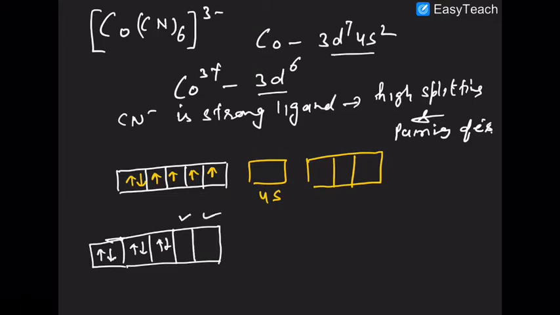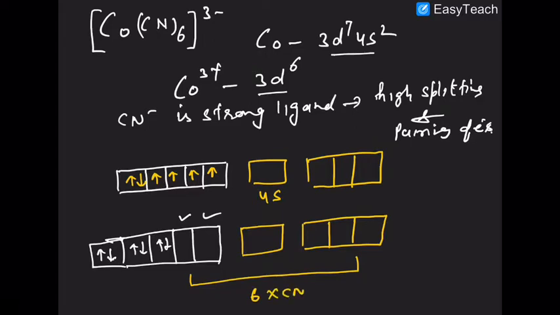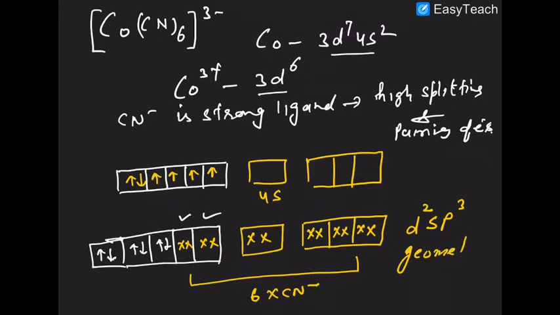So these two orbitals are now vacant, and 4s and 4p are also vacant. So what can happen here? Now six cyanide anions will come and give their lone pairs to these vacant orbitals. Now you get d2sp3 geometry. So when you get d2sp3 geometry, what are you able to do now?